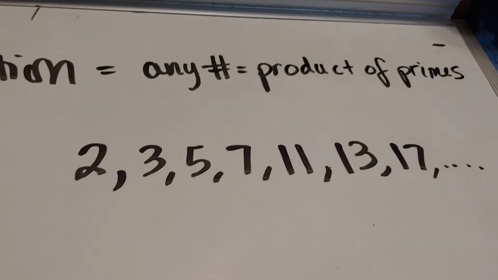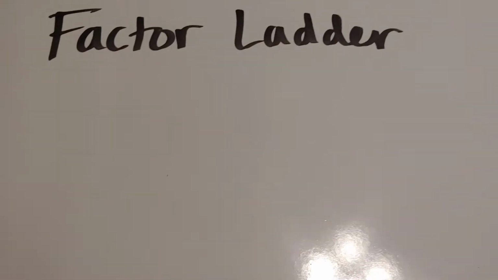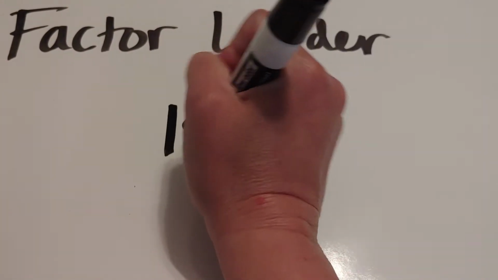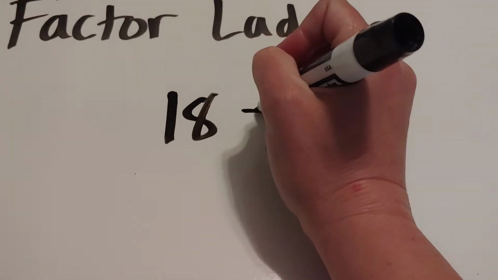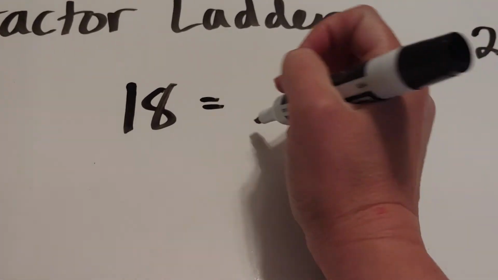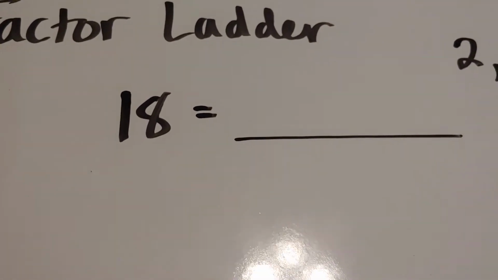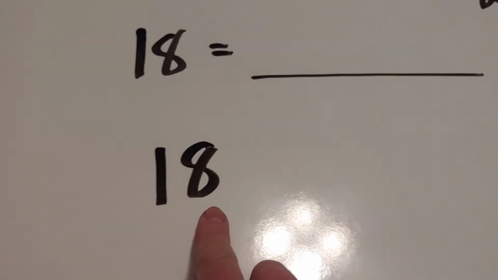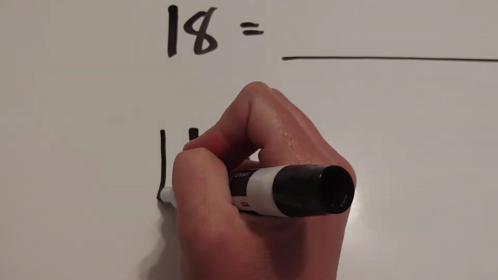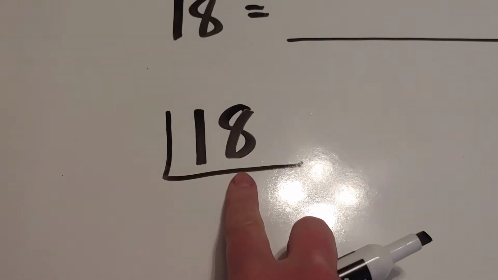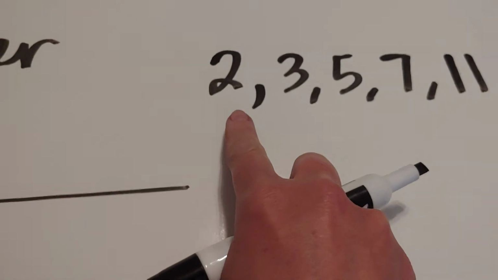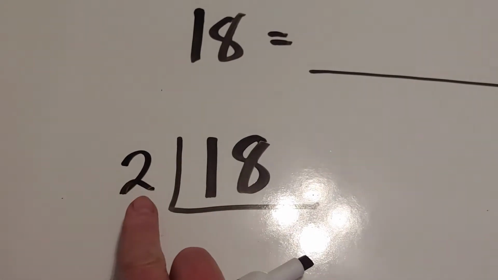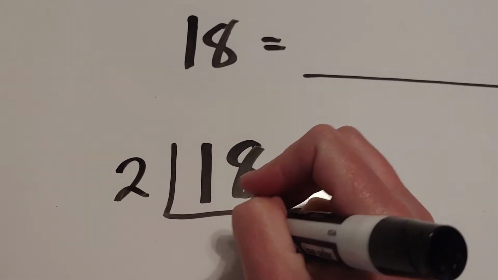Cool. So I'm going to show you the factor ladder method. Let's say that I want to do the prime factorization of the number 18. I want to write 18 as just a bunch of prime numbers multiplied together. So I'm going to take that number 18 and do what's called a factor ladder, which is basically upside down division. You take the first prime number, 2, and ask, does 2 divide 18? Yeah, 2 divides 18. I get the answer of 9.